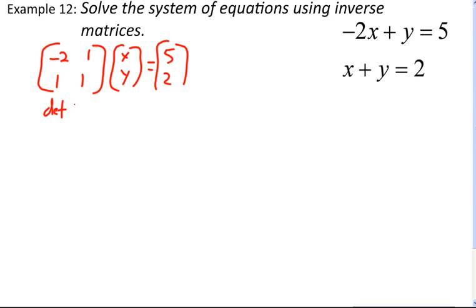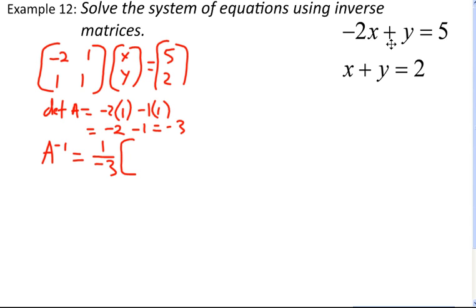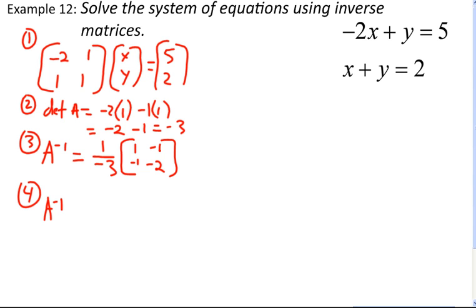Check to see if the determinant exists. Negative 2 times 1 minus 1 times 1 equals negative 2 minus 1 is negative 3. It exists, so we can find an inverse. So it's 1 over negative 3 times 1 and negative 2 switch places. The ones take the opposite sign, so now we have the inverse. So there's step 1, step 2, step 3, and then we take step 4, which is A inverse times B. Remember, the inverse is up a little higher.